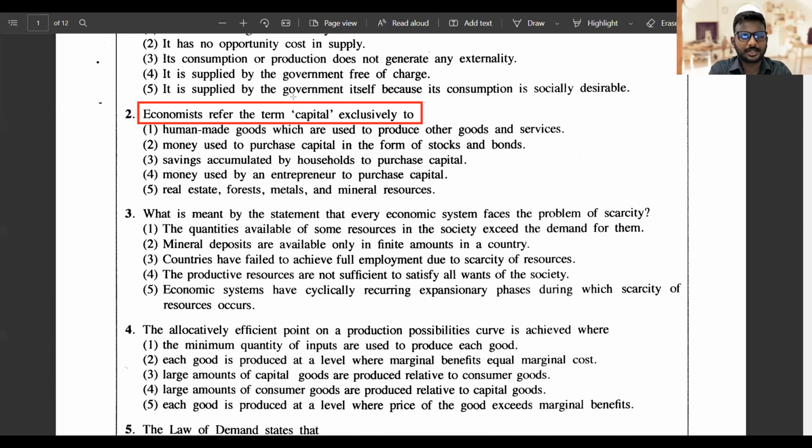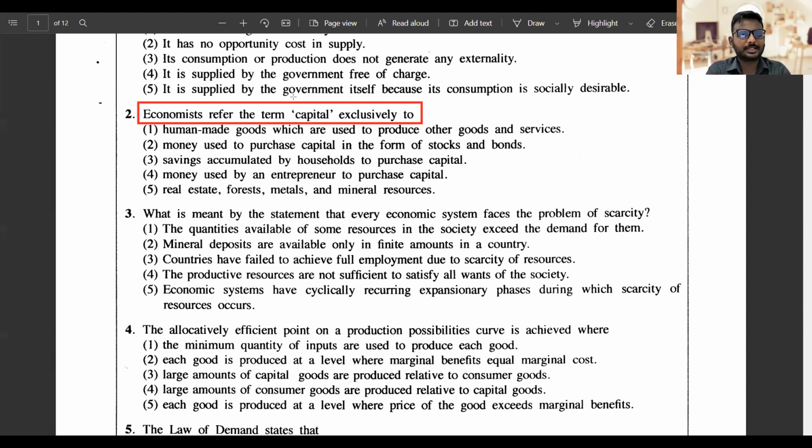That's what capital is. So look at the first answer, human-made goods which are used to produce other goods and services. Man-made goods which are used to produce other goods and services. So pretty much that's what the definition of capital is.